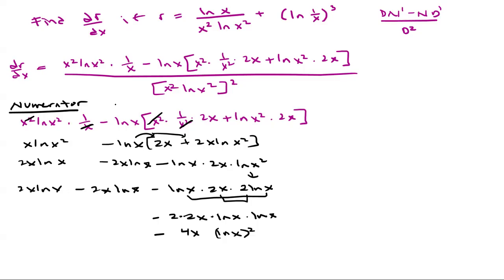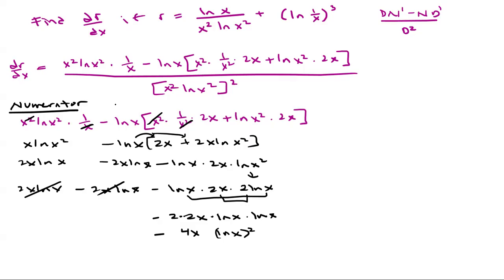Okay. All right. And then over here, what happens? Well, we got 2x ln of x minus 2x ln of x. So that just cancels, doesn't it? So this whole numerator just becomes negative 4x ln of x squared. Okay. So that's what we get for the numerator.